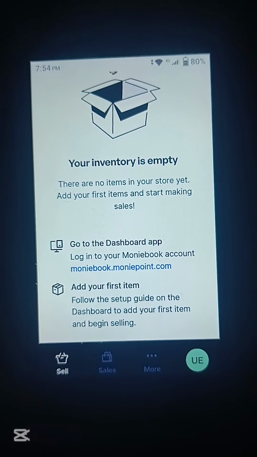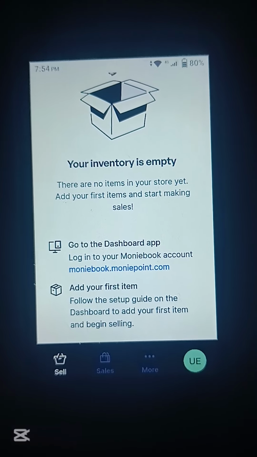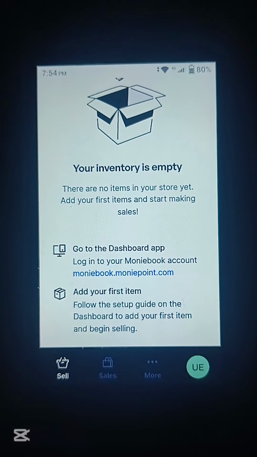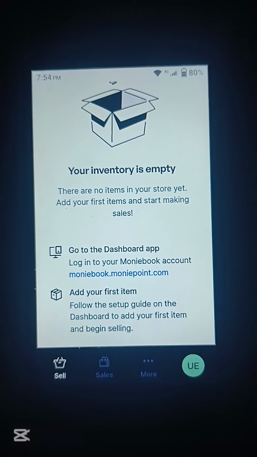We're going to start afresh. Let's go to moneybook.moneypoint.com and see how this is done, and we'll come back here and check how those items appear.